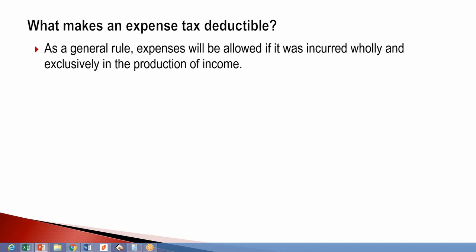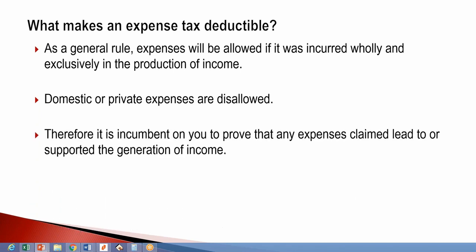As a general rule, therefore, expenses will be allowed if it is incurred wholly and exclusively for the production of income. Expenses will be allowed if it is wholly and exclusively used for the production of income. Domestic or private expenses will be disallowed. Domestic or private expenses for your home or yourself will not be allowed for business purposes, with a caveat. There's a caveat to that, and we'll talk about it in a minute.